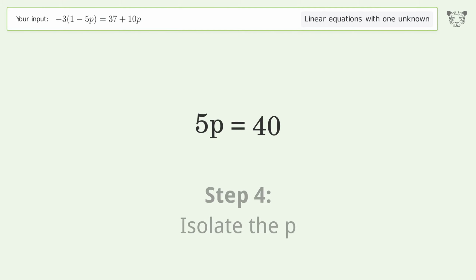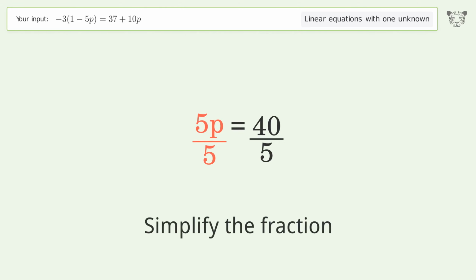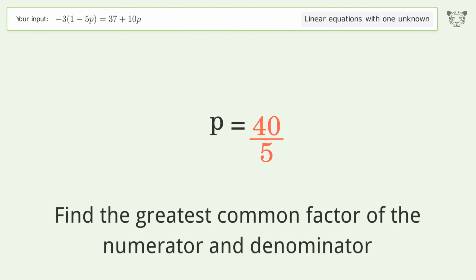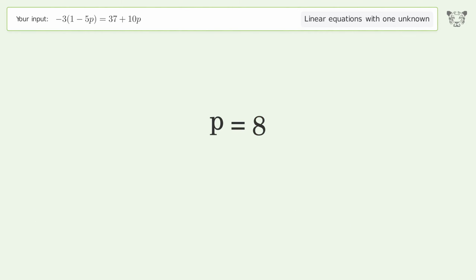Isolate the p. Divide both sides by 5. Simplify the fraction. Find the greatest common factor of the numerator and denominator. Factor out and cancel the greatest common factor. And so the final result is p equals 8.